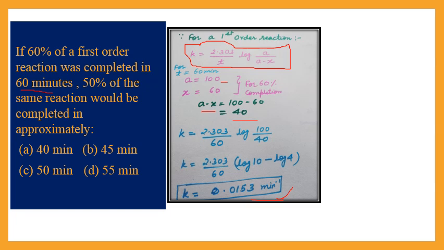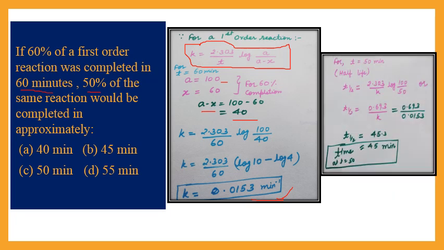So whenever a reaction gets completed 50%, it means the time for the completion of 50% will also be half, because 50% means half. So the time will also be half at that point. It will be the t half value, we can say half change in the time.